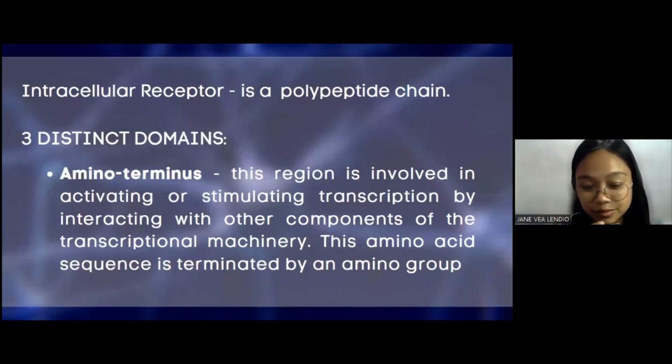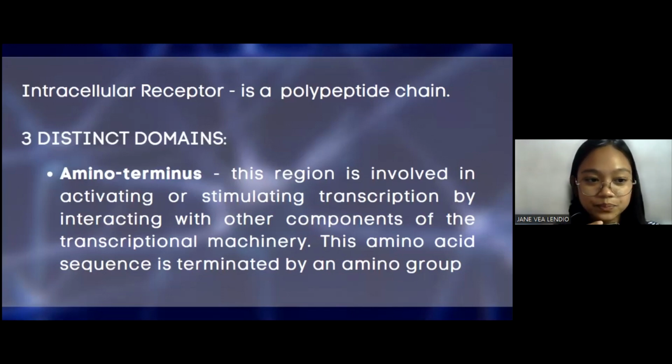First, we have the amino terminus. So in this region, it is where activating or disseminating transcription occurs, and by simulating the transcription with other components of other transcriptional machinery. So this amino acid sequence is terminated by an amino group.